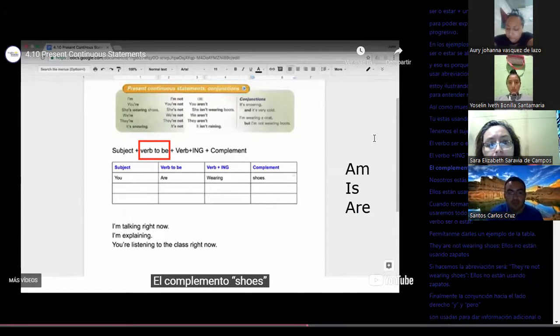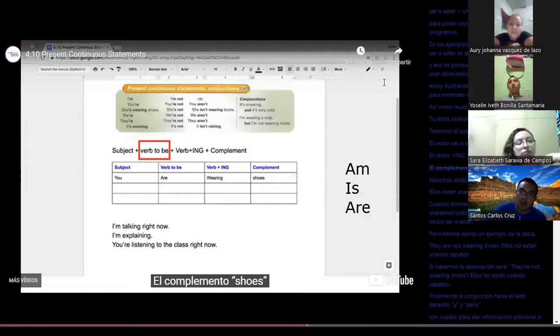Or if you want to use the name of the person who is doing the action, you can also do it. You are wearing shoes. O podemos sustituir ese you por el nombre de la persona. Let's say Vladimir is wearing shoes. Susana is wearing shoes. Or we can also say the same expression by using a pronoun, personal pronoun. She is wearing shoes. He is wearing shoes. Okay?